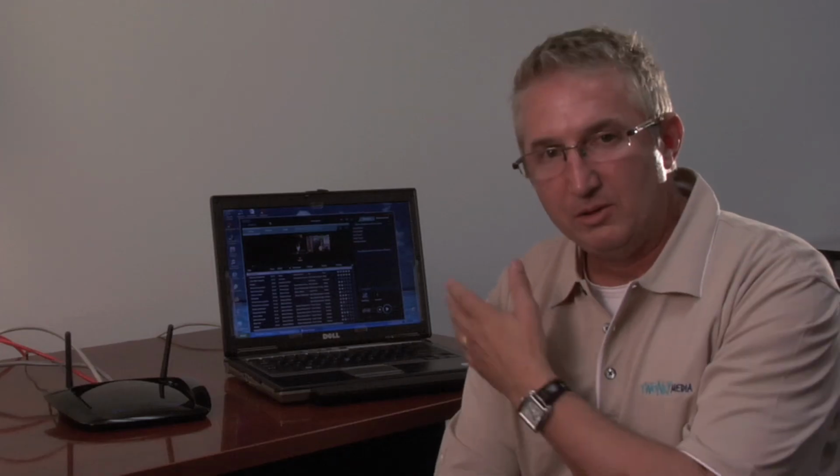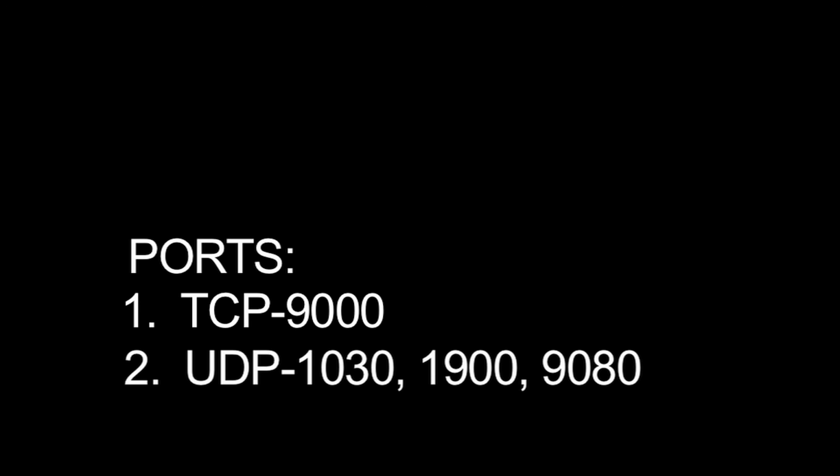If you hook up everything the way I showed in this simple example, things should work pretty well for the most part. The times where you can actually run into some problems is where you might have a firewall in between your client devices and the server. For example, if you have a firewall running on your PC and the server's there, then you might need to adjust some settings on the firewall so that the server works properly. The specific ports that the TwonkyMedia server uses that need to operate through a firewall would be TCP port 9000, and UDP ports 1030, 1900, and 9080.